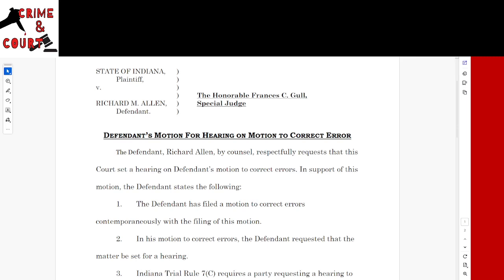I have four motions to go over with you, and then a lot of exhibits, and there are some bombshell newsworthy items that came out in these filings. So I definitely want to get into it.